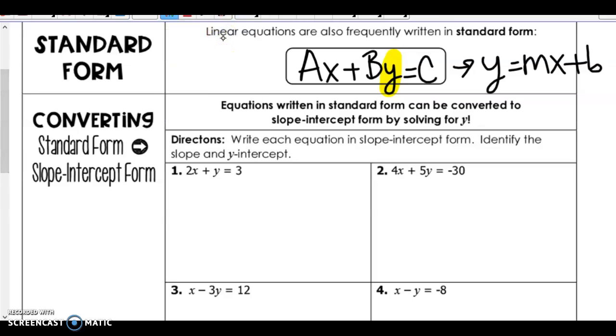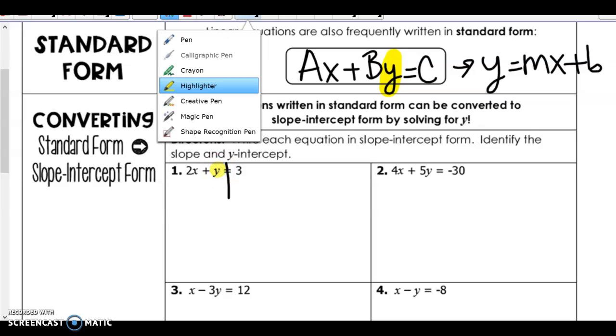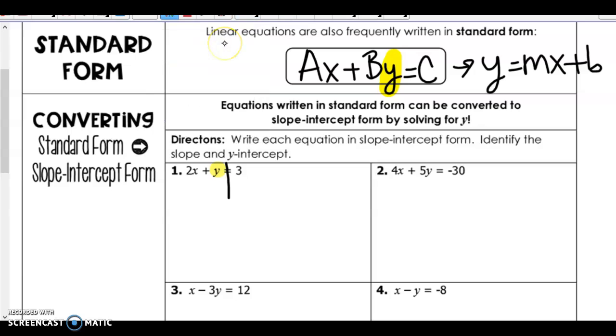Okay, so first step here, again, you might want to draw that line down the equal sign. Some of you, it is helpful. So the whole point of this is to get y by itself. Okay, so I'm going to start by moving what's not attached to the y. So in this case, I'm going to move the 2x.